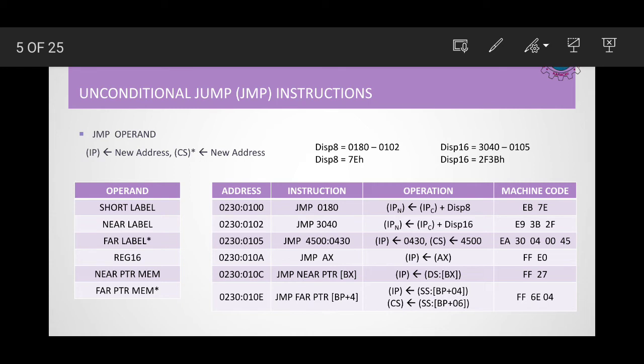Last instruction is jump far pointer within square bracket BP plus 4. As the far pointer is given, both IP and CS are to be loaded from the memory address. From BP plus 4 within the stack segment, a word will be coming from memory and that will be stored in IP. Another word will be read from memory from offset BP plus 6 within the stack segment, and that word will be stored in the code segment register.